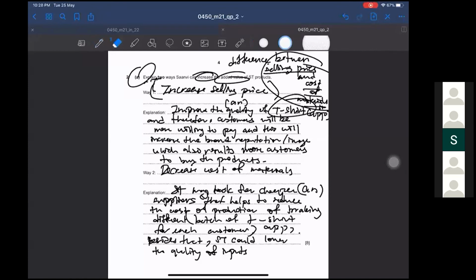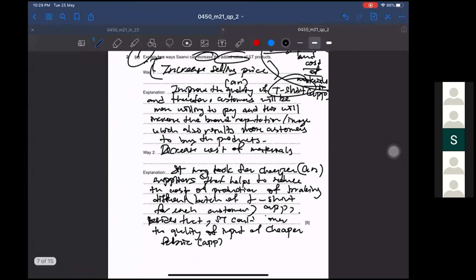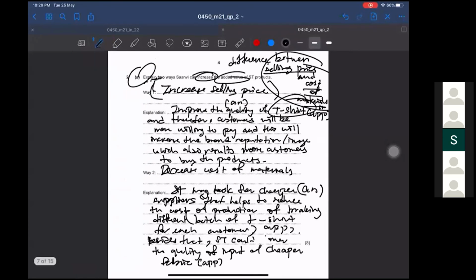Now, so here, lower quality of inputs, let's say of cheaper fabric. So this is your application. Another application, actually, if you would use more than one application, nothing wrong. You can use more than one application. All right, clear? So this is for your question 2A. That's it for 2A, like this only.